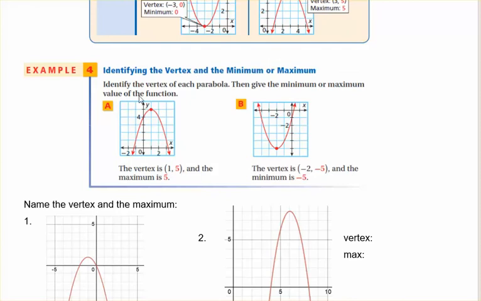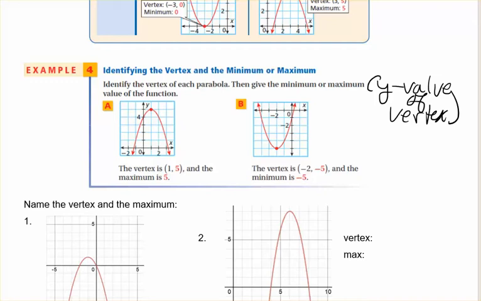Let's look at example 4. It says to identify the vertex, then give the minimum or maximum value of the function. Remember that the minimum or maximum is the y value of the vertex. So you don't just write the vertex again, you only write the y value of it.